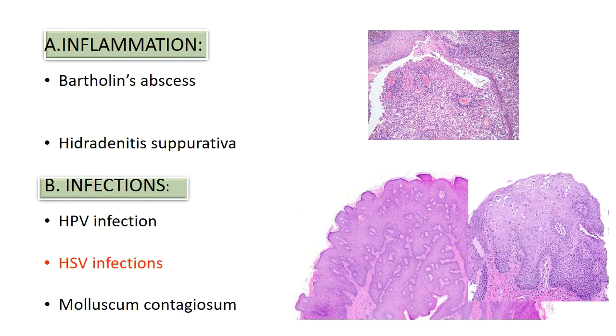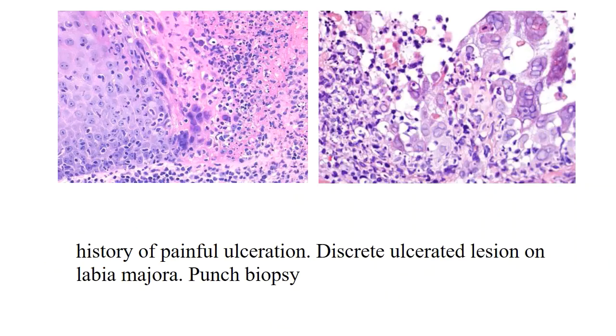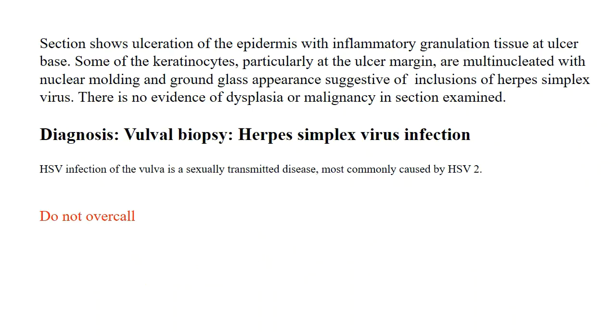Now, what will you get in HSV infection? The next slide shows the ulceration of the lining squamous epithelium, and at the edge of the ulcer, there are some keratinocytes which are multinucleated, showing nuclear molding and ground glass appearance, suggestive of inclusions of herpes simplex virus. There is no evidence of dysplasia or malignancy in the section examined. There is a tendency to overcall this condition as malignancy. So please be aware of this condition and do not overcall this as malignancy.